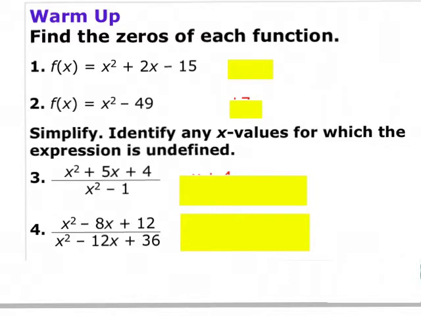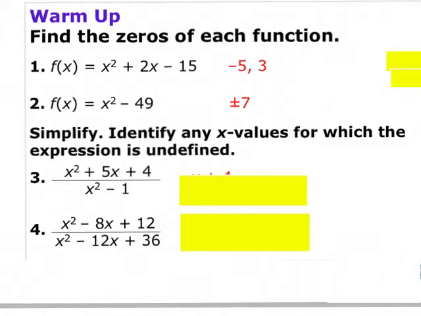For the first one, you factored it into x minus 3 and x plus 5. Set each factor equal to 0 and solved, and you should have got x equals negative 5 and x equals 3. For the second one, you factored into x minus 7, x plus 7. And when you solved each of those factors, plus or minus 7 would be your solution.